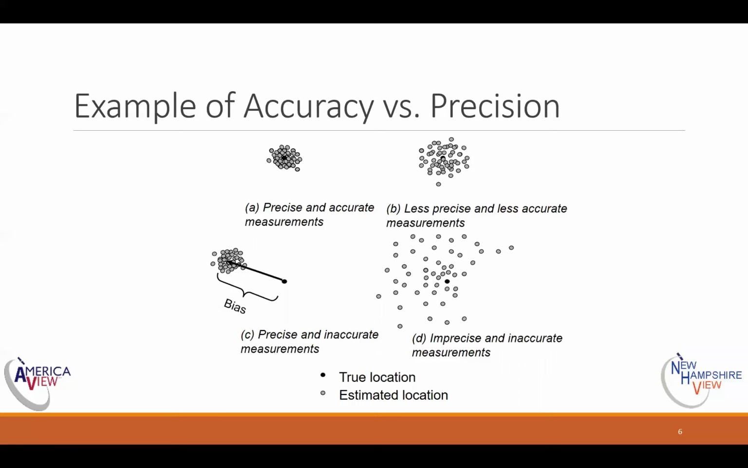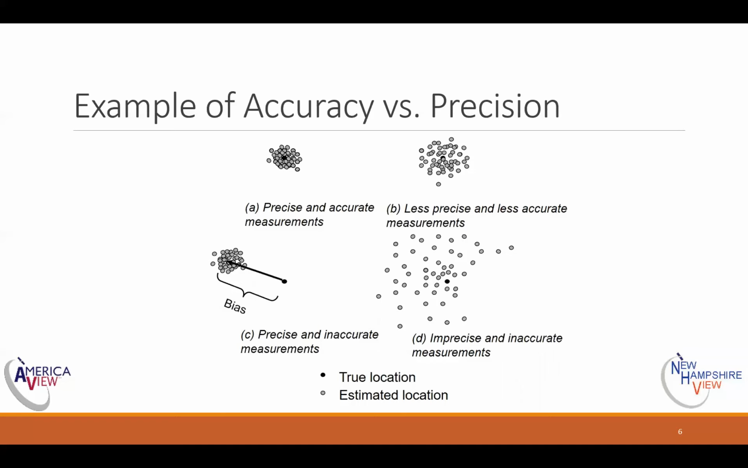It's very precise. You can see the black dot in the center there in A is where we were trying to get. And you can see that these measurements are very, very close to that black dot, and they're very, very close to each other. So we have high precision and high accuracy.